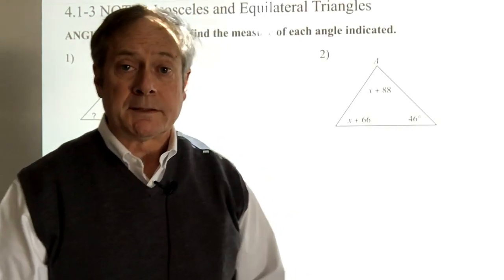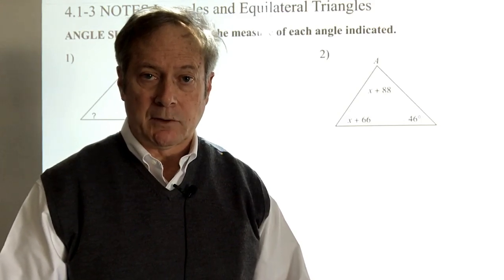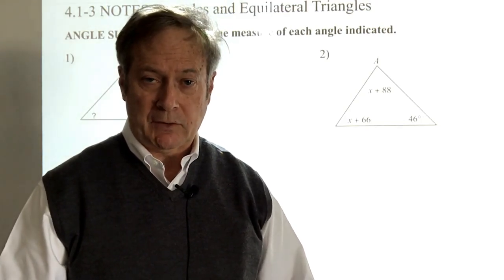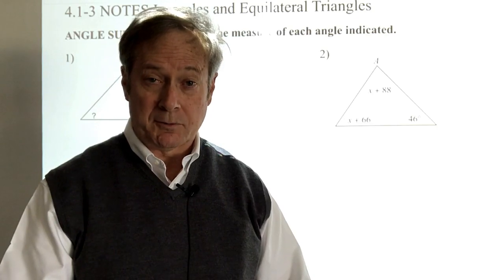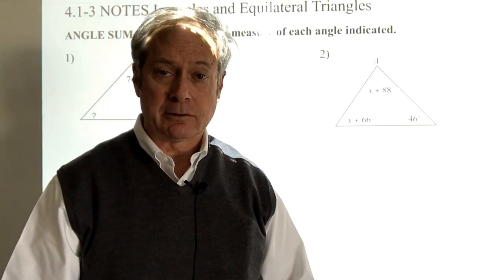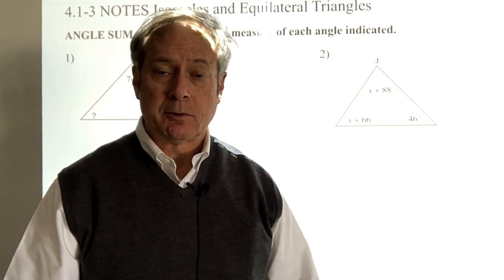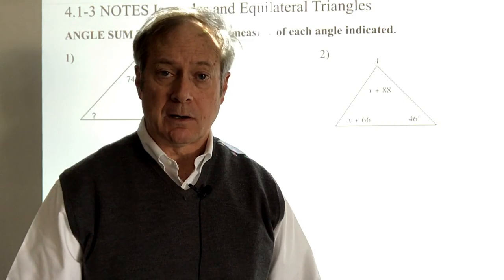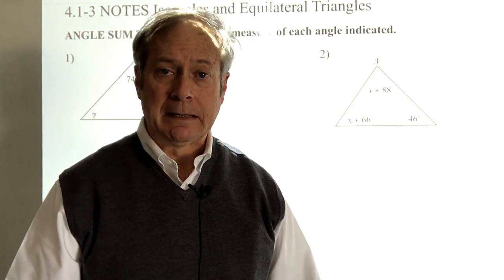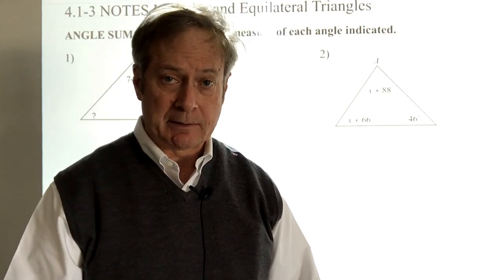Hello class. Today we're going to deal with two specific triangles. Equilateral, which means all sides are the same length, which would also mean all three angles are the same: equilateral and equiangular. And the other is isosceles, which has two what we call base angles that are always congruent, same measure, and the two sides that go with those base angles are always the same length.